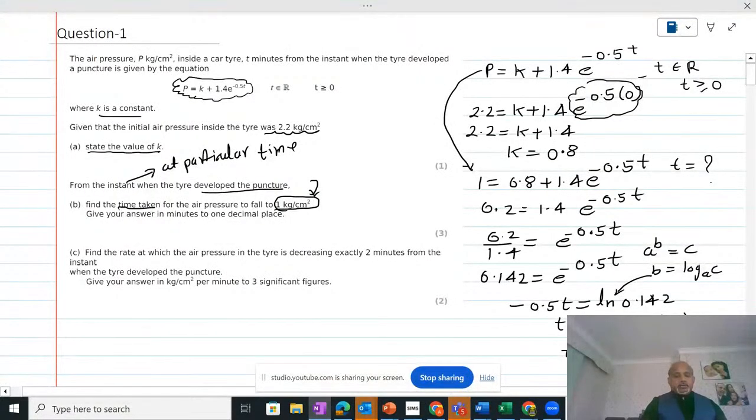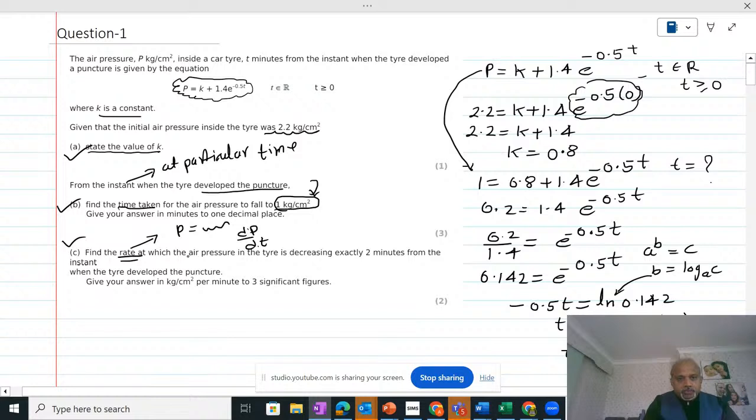Now we are going for the next part. So again, we are going back. T we got 3.90. A we have done, B we have done, and remember, don't forget to write down the unit here. Then part C is saying find the rate. When they are talking about the rate, it is with respect to time. Here the equation is given P in terms of t, so we'll find dP over dt.